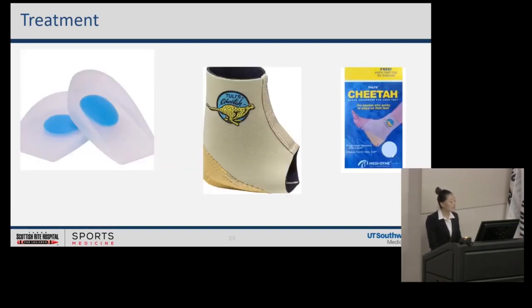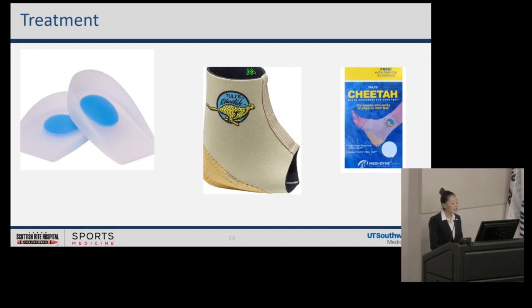So on the left, these are the heel cups that I was talking about. So these are really easy. Kids can put them in their school shoes and then transfer them into their soccer cleats or baseball cleats, and they really like them. It's easy, and it tends to alleviate a lot of their calcaneal discomfort as well.